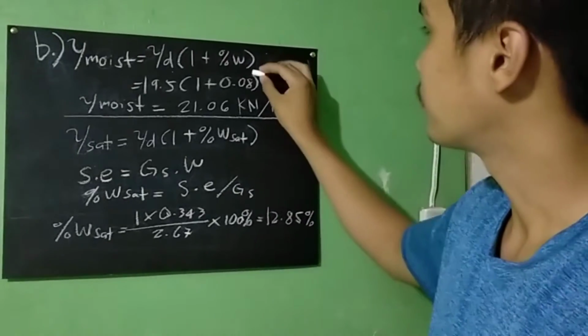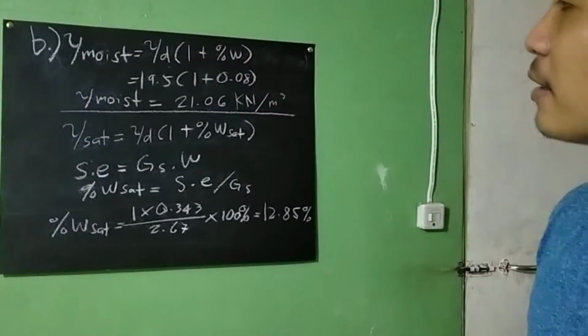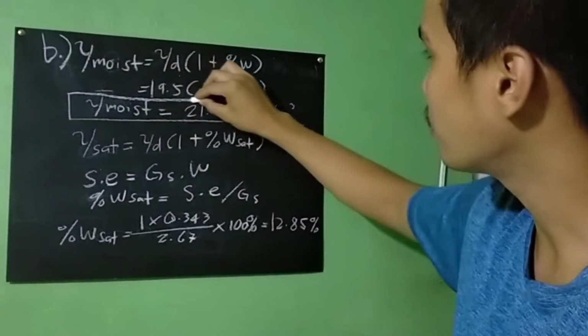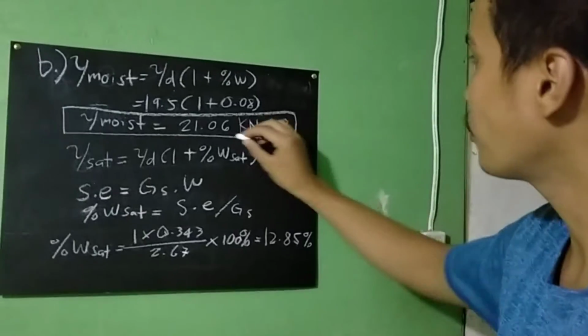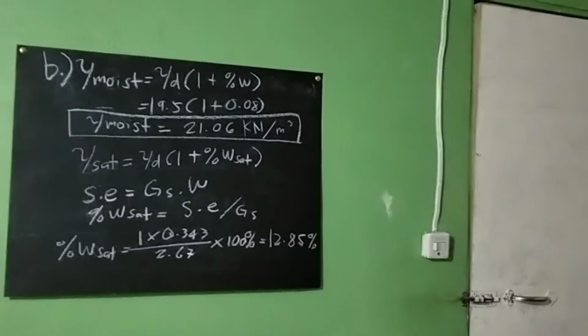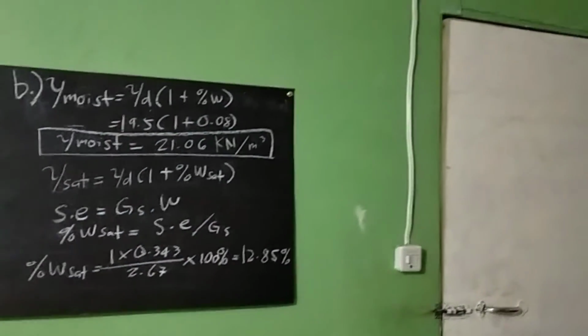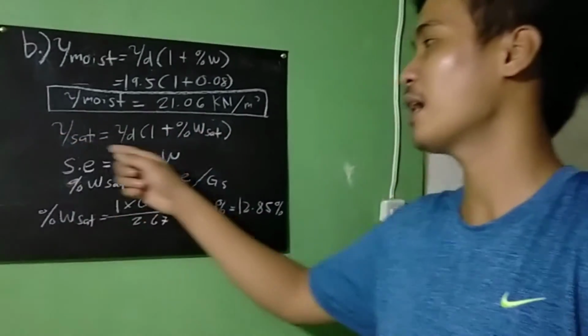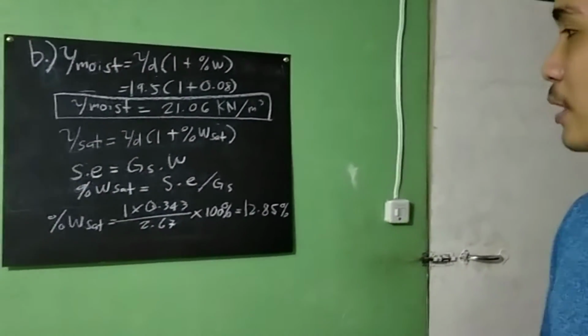So simplify, then we have come up with this answer. The moisture unit weight is 21.06 kilonewton per meter cube. So this formula must be used in order to get the value of saturated unit weight.